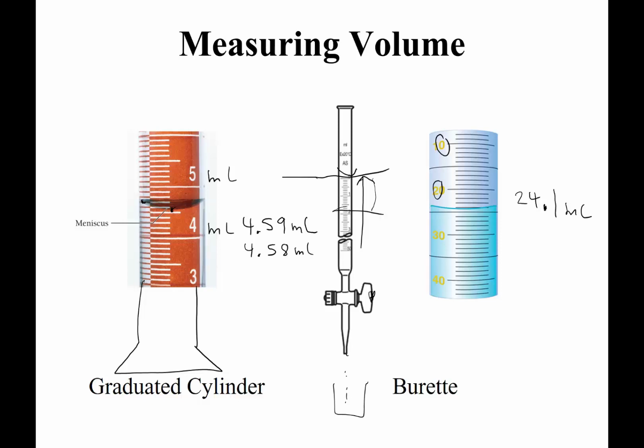Again, this is the last digit you have. It's important that you guess. Even if you don't think you can read it, then you need to put a 0. If you think it's right on the dot, put a 0. That's how I expect you to measure, and that's how every chemistry teacher will expect you to measure. All of your lab teachers will expect you to do it this way, right? Okay, so that was volume.